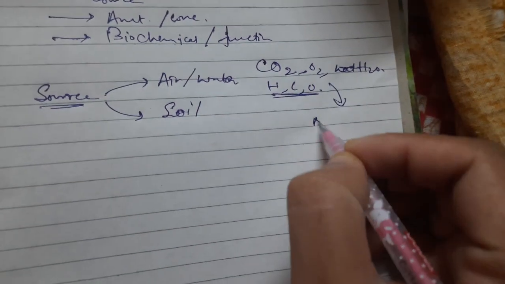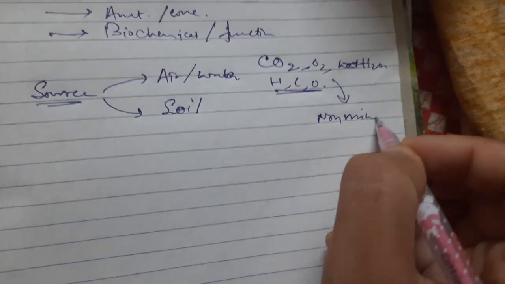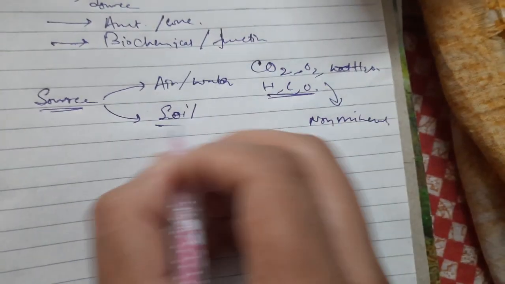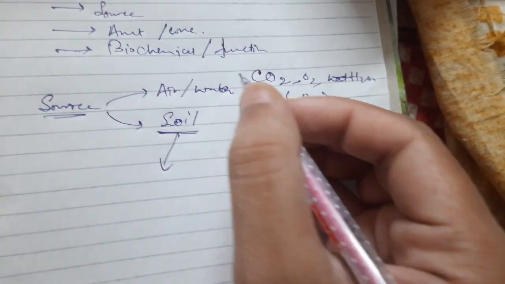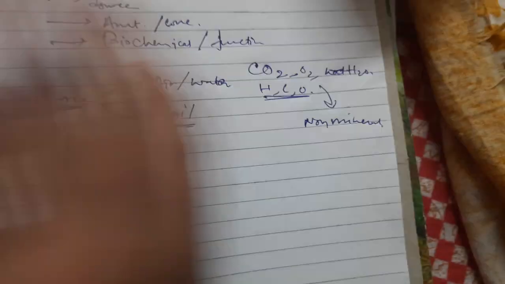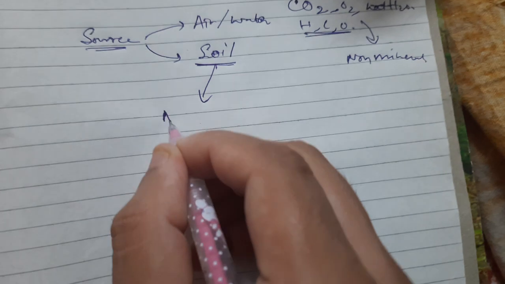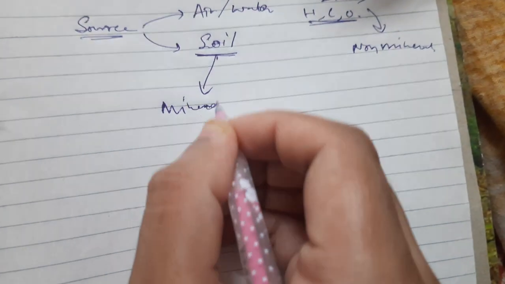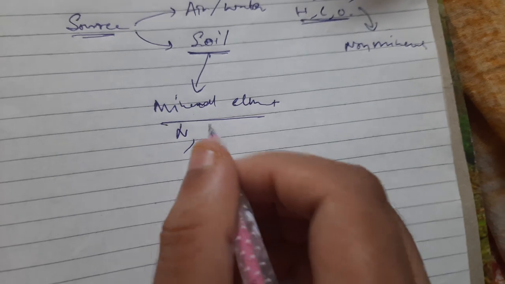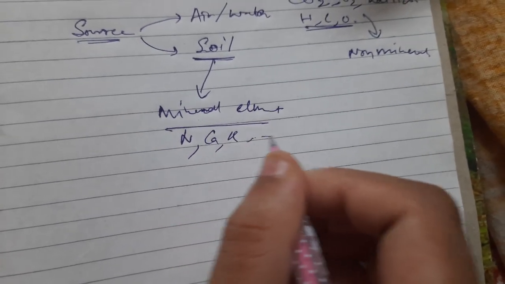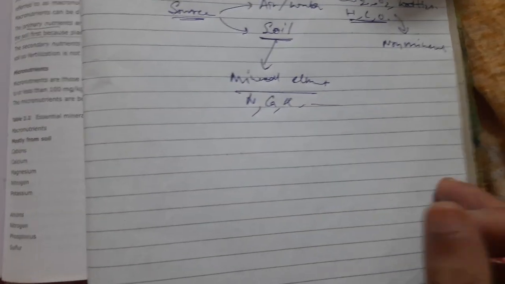And all others are obtained from the soil. So these are known as mineral elements. These include nitrogen, calcium, phosphorus, etc., and all other elements other than these three.